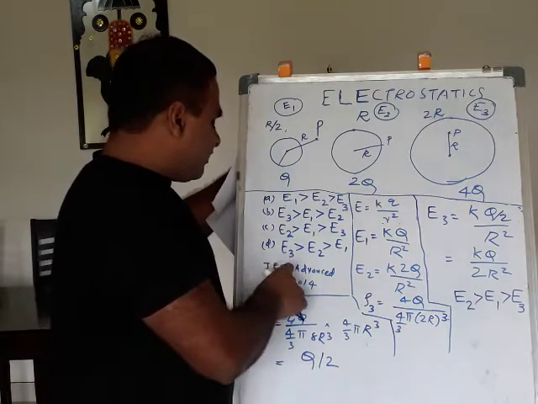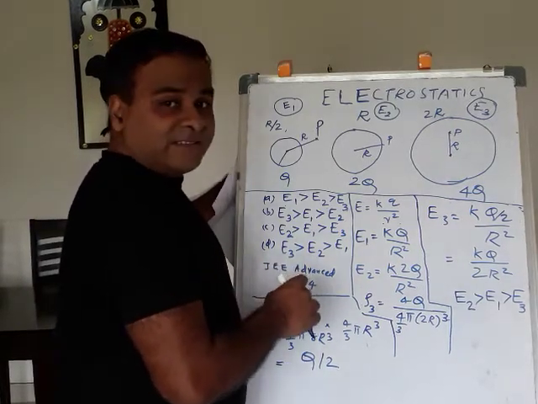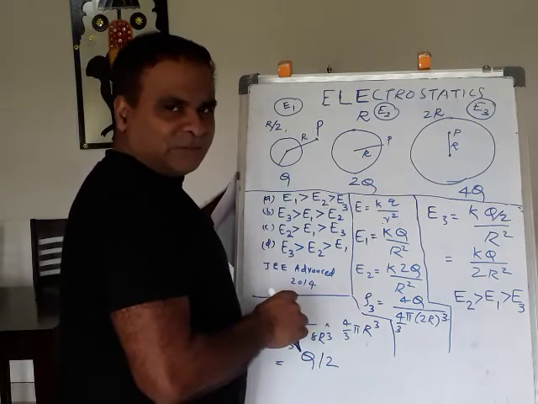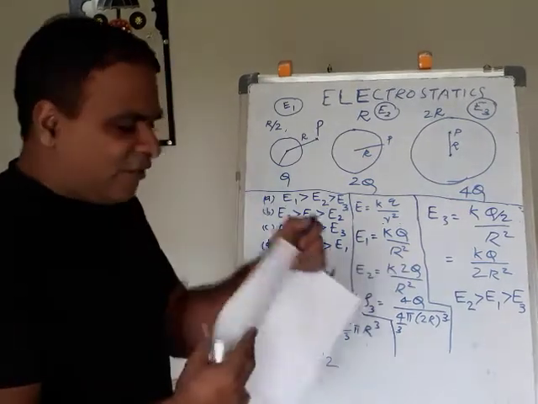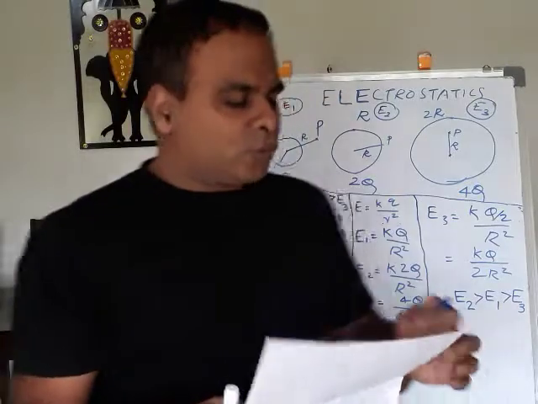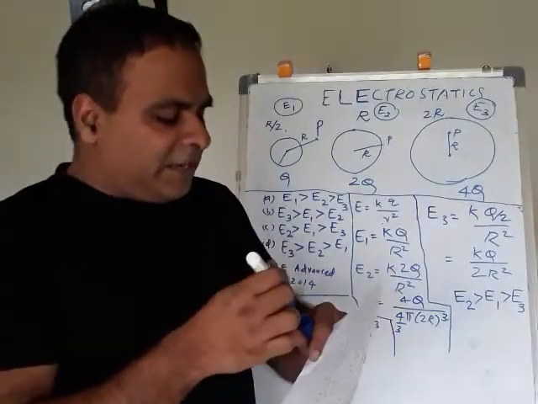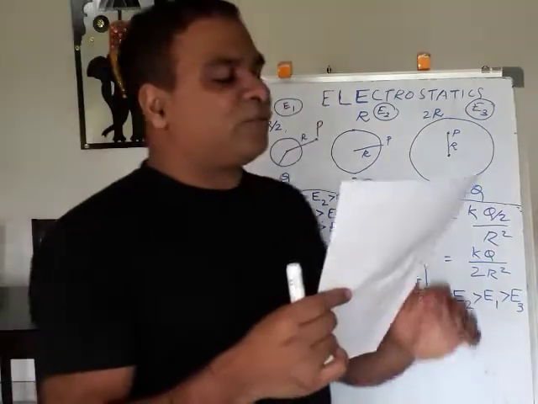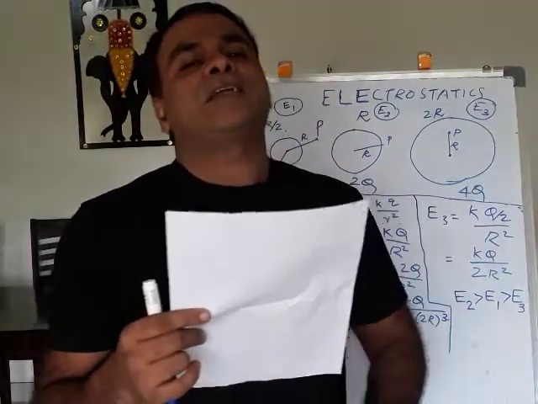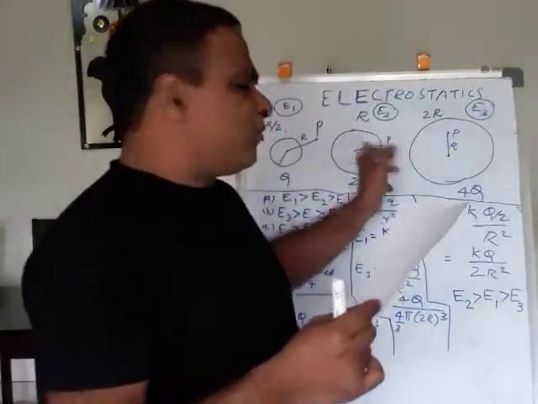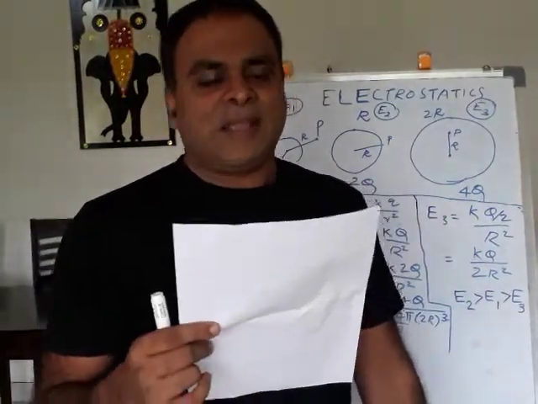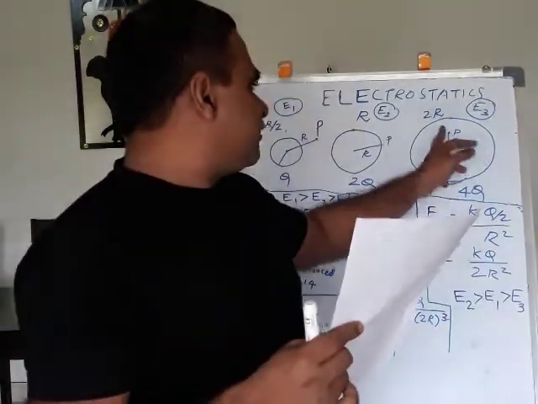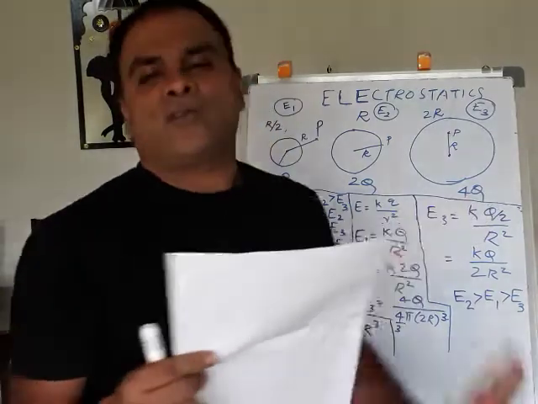So this question is JEE Advanced 2014. Let me explain the question once again. As I explained, the first sphere, the charge given is Q. The second sphere, the charge given is 2Q. The third sphere, the charge given is 4Q.